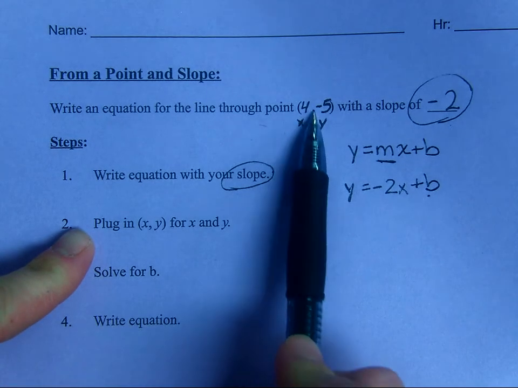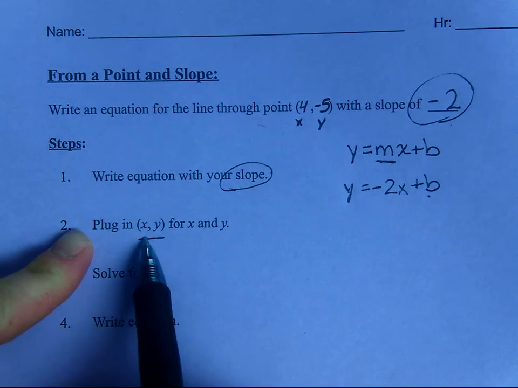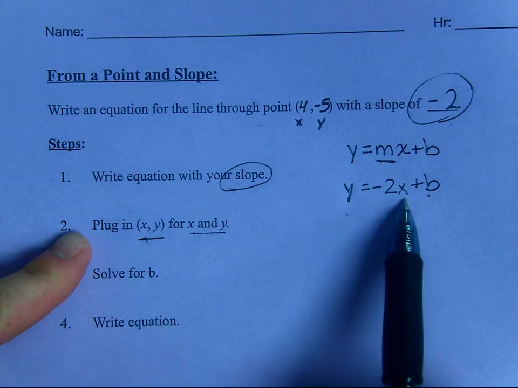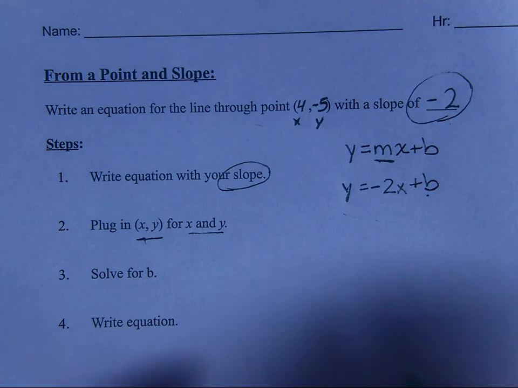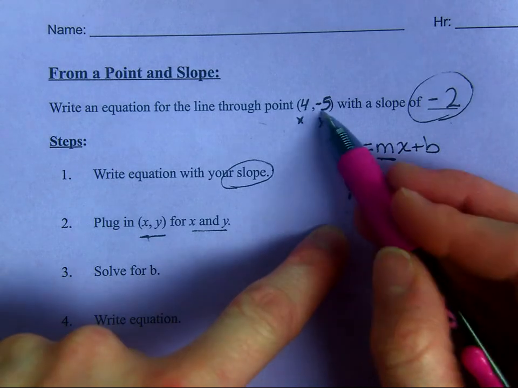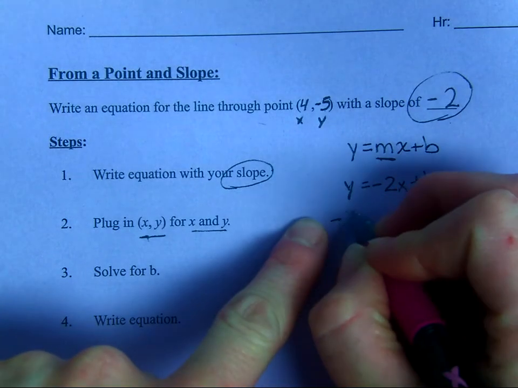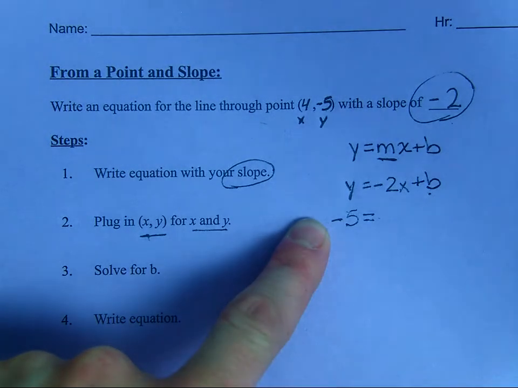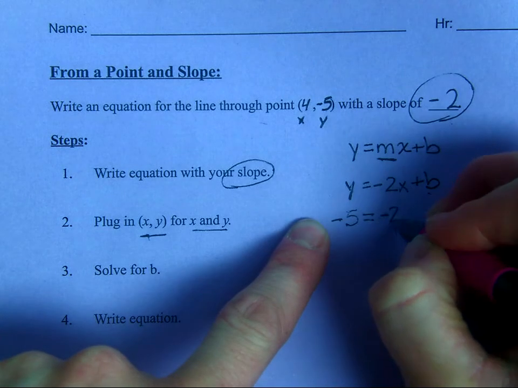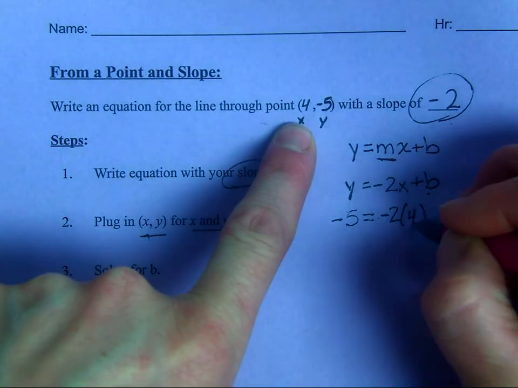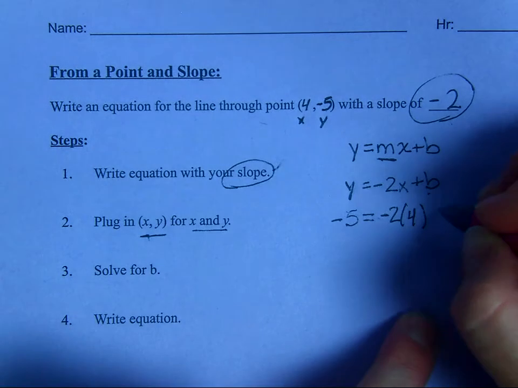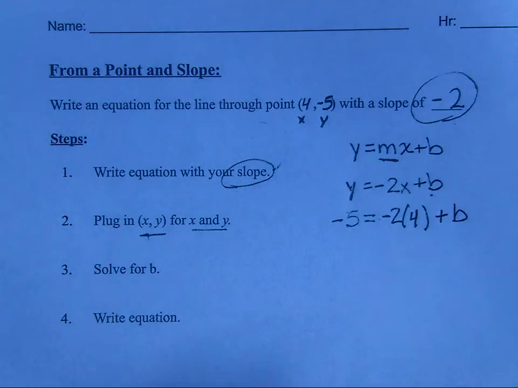So our second step, we're going to use the point I gave you. I gave you an x and a y value. We're going to plug those in for the x and the y into our equation. So our y value in this point is -5. Okay, and then I have my -2 still, and then that's being times by x, and I know my x is 4, and I still don't know what my b is, so I'm just going to leave that as a plus b.